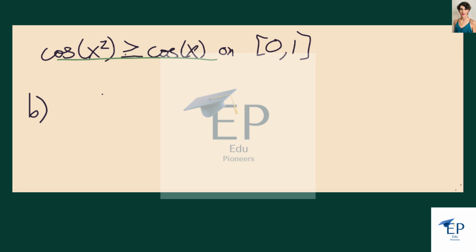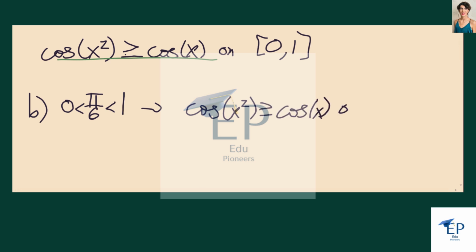Of course, pi over 6 lies between 0 and 1, and therefore it follows that the cosine of x squared is greater than or equal to the cosine of x on the closed interval 0 to pi over 6.